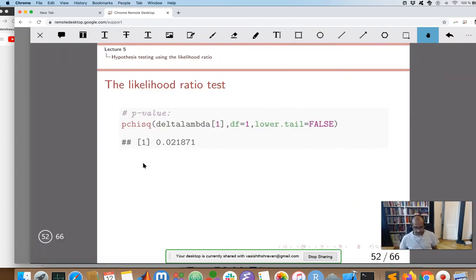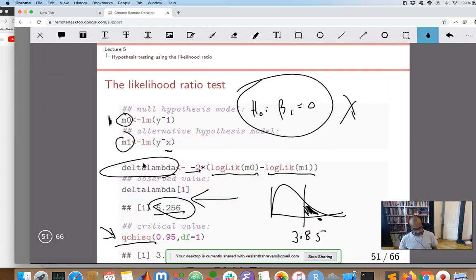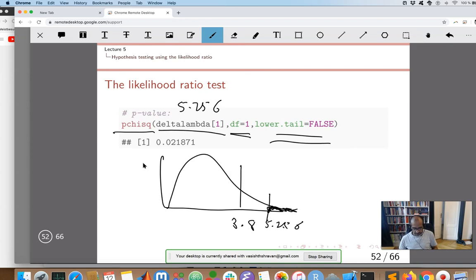I can also compute the p-value now, because if the chi-squared distribution for 1 degree of freedom looks like this, with 3.8 as the cutoff, and my observed difference in log likelihood is 5.256, I can compute the area under the curve here using the p chi-squared function. So I gave it as input the number 5.256. Degrees of freedom is again 1, and I'm computing the area under the curve to the right of that point. That's why lower tail is equal to false.